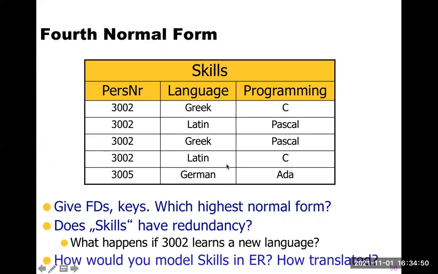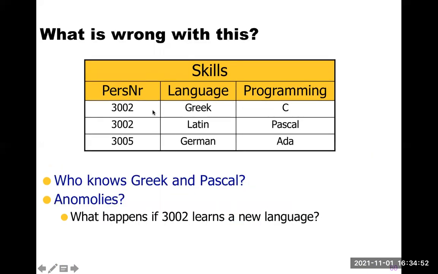Let's store just a few of them. Let's say instead of storing everything, we may say that this person knows Greek and C and Latin and Pascal. So we only store Greek and some programming language, and Latin and Pascal. But if we have a query: please find me all the people who know both Greek and Pascal.